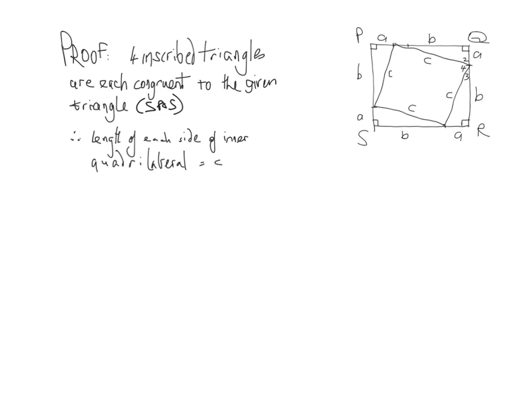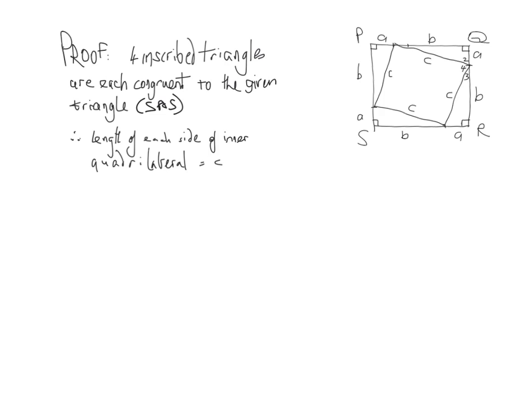Okay, so to start off the proof, we have to prove that the four triangles are congruent. So these four triangles here, we have to prove that they're congruent. And we can do that because we know that the length of side A and length of side B are equal in all of the triangles. And we also know the angle between those two sides is a 90 degree angle. So those two facts allow us to say that these four triangles are congruent using the method side angle side.